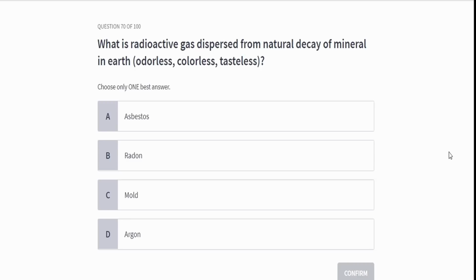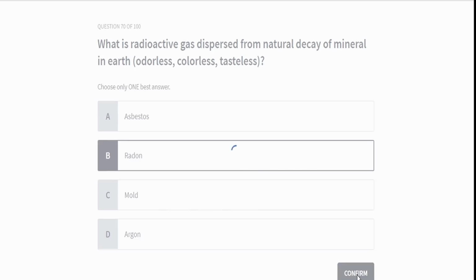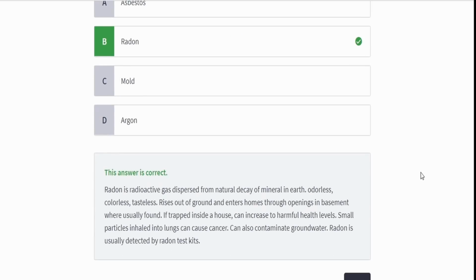Alrighty. So, did you guys come up with the correct answer for this one? What's our correct answer? It's going to be B, radon, the silent killer, as they say. Radon is a radioactive gas dispersed from natural decay of mineral in earth. It's odorless, colorless, and tasteless. It rises out of the ground and enters homes through openings in basements. If trapped inside, it can cause bad things, basically. It could be harmful at high levels. Small particles inhaled can actually cause cancer and can also contaminate groundwater.